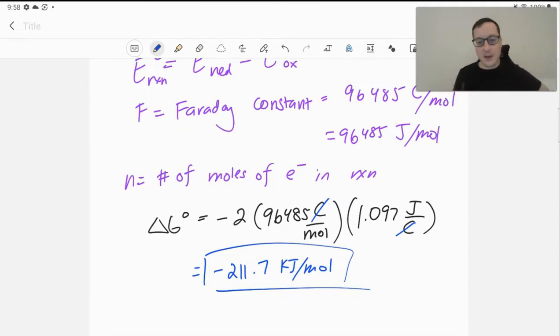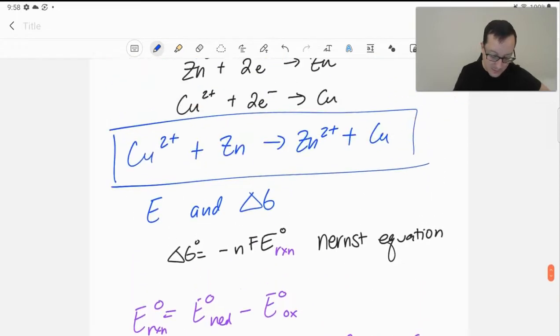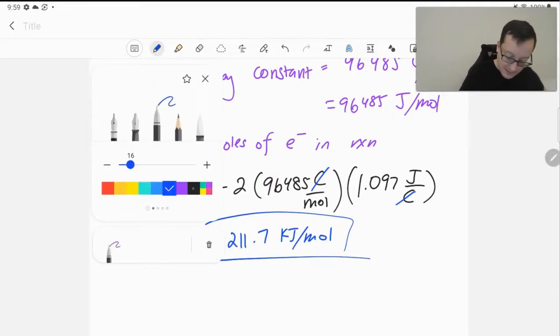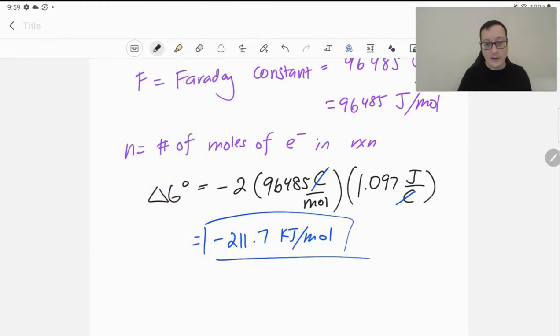How can we double check? Simple. Go to the back of your book or appendix D or whatever. Find the delta G values for copper 2+ and zinc 2+. See what they are. Do products minus reactants, and see what you get. You should end up with this number or something very similar to it. So we can calculate delta G for a reaction. That's all well and good.